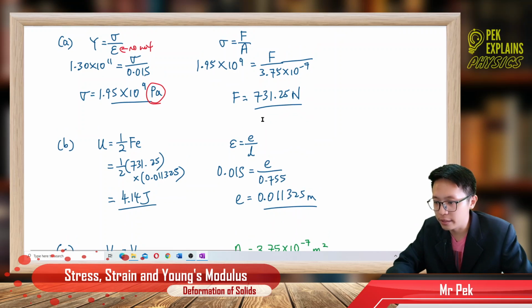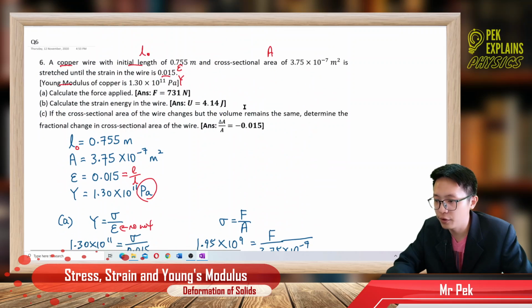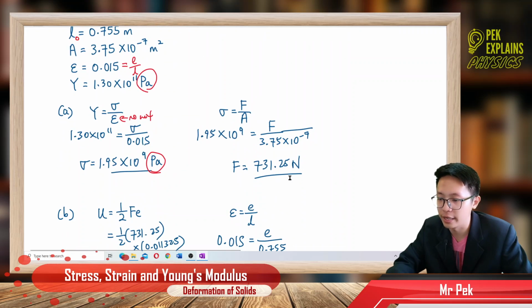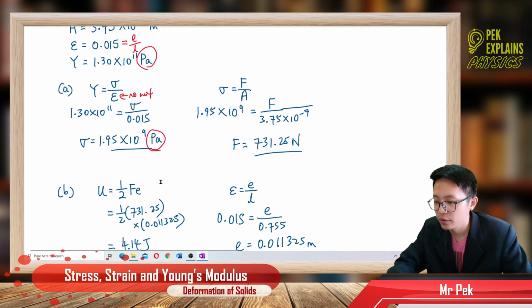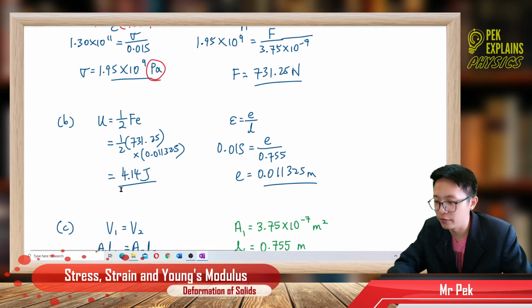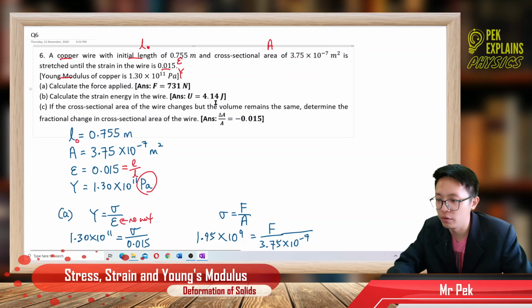But right now, is everything correct? Yeah, my force is 731, correct. My strain energy 4.14 joule. That's right. That's the strain energy stored in the wire.